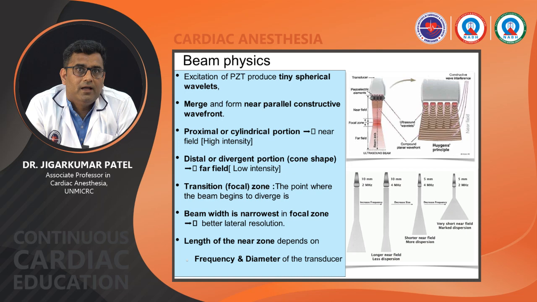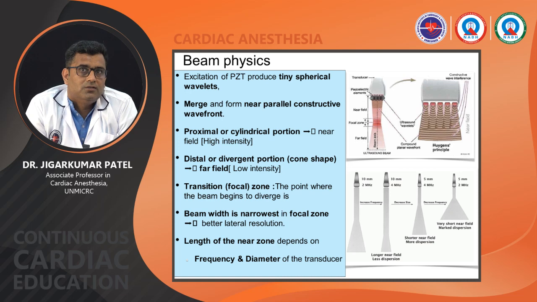After that, there is a distal or divergent portion, which is cone shaped, and it is known as the far field. It is here that the concentration of the beam is reduced, and you will get a low intensity image in this zone. And the focal zone is the transition zone, the point where the beam begins to diverge. It is between the near field and far field. Here the beam width is narrowest, and you will get the best axial and lateral resolution in this focal zone.